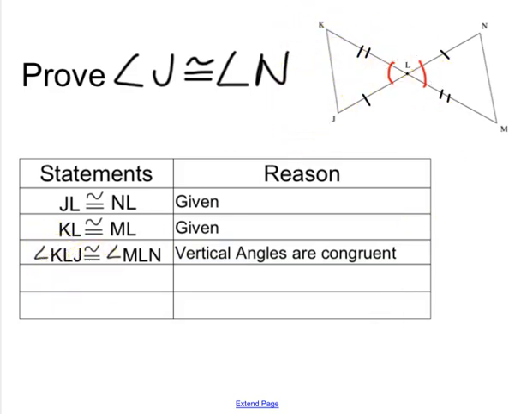So I just need to write the triangle congruence statement, and you could name the triangle any way you see fit. I named it LKJ, and then I said MNL, which that order is completely off, my bad. It should say triangle KLJ is congruent to triangle MLN, my bad. And the reason will be side angle side.